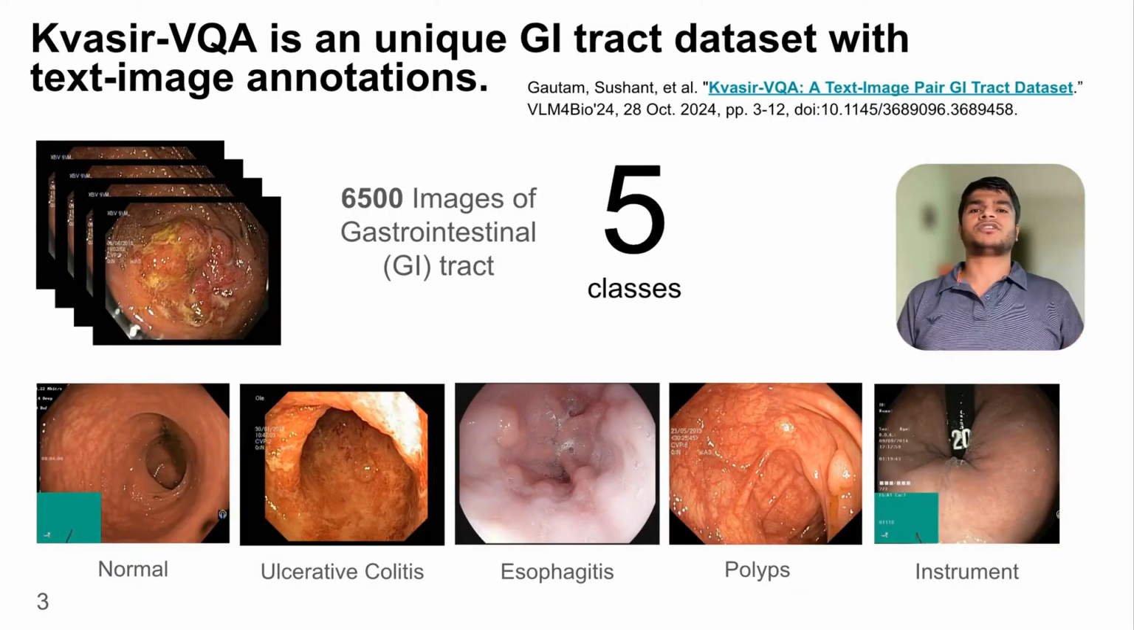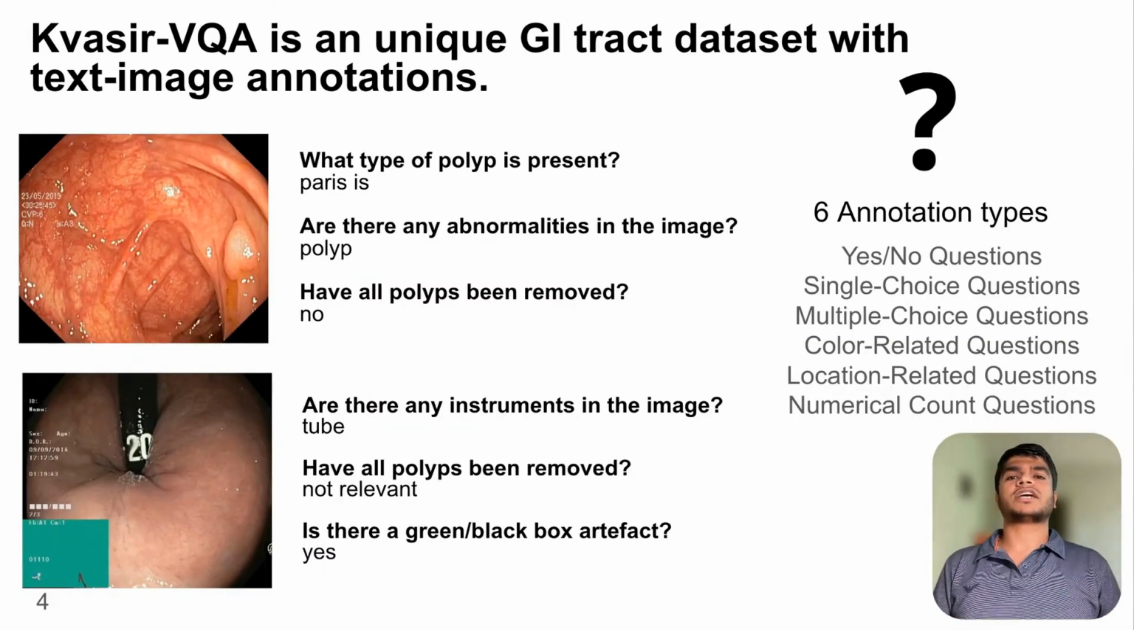Our starting point was Kvasir-VQA. This dataset has around 6,500 endoscopy images covering classes like normal, esophagitis, polyp, instruments, and so on. Each image comes with expert annotated question answer pairs. The questions are of different types: yes or no, multiple choices about colors, locations, and even numerical counts. This was a good step, but it was still too small and it didn't capture higher level reasoning.